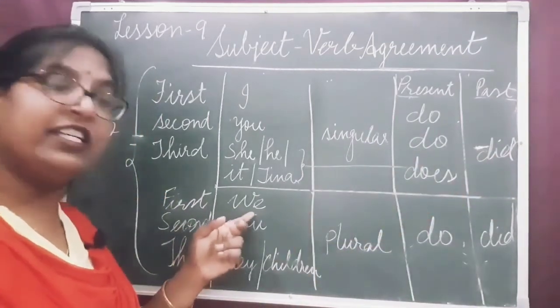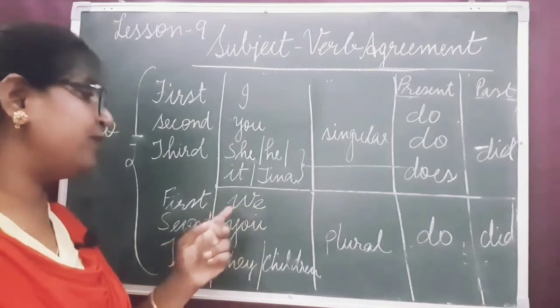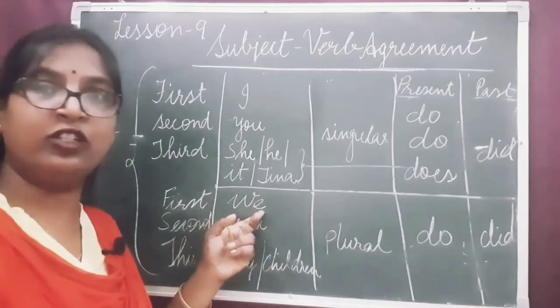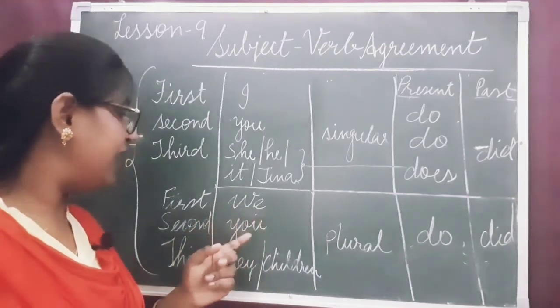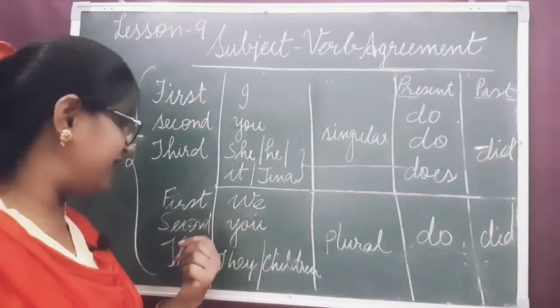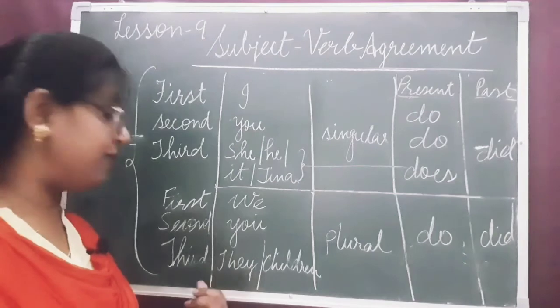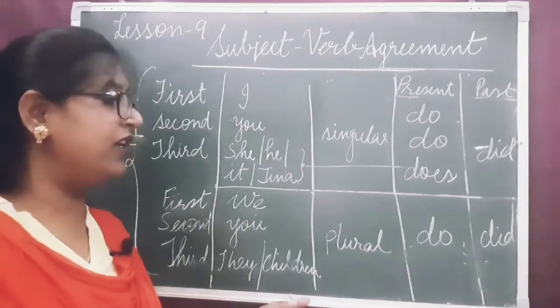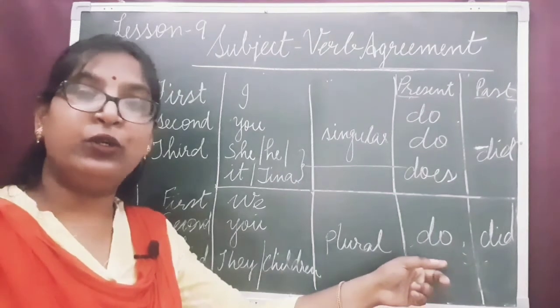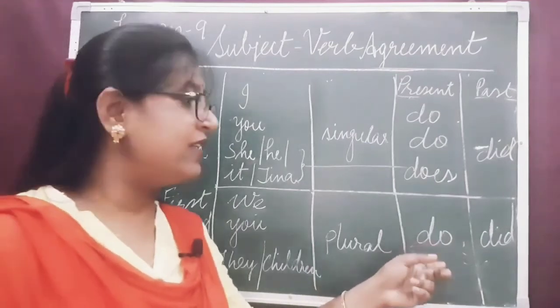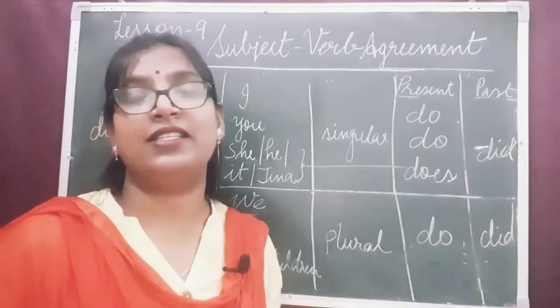When the subject is we, it is first person plural in number, and you is also second person plural in number, and they or any plural subject is third person plural in number. We use do in present tense and did in past tense.